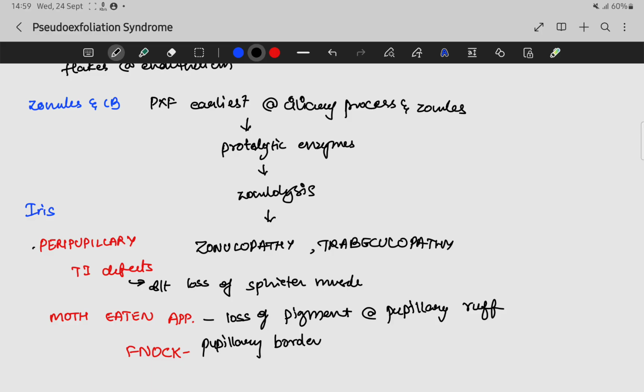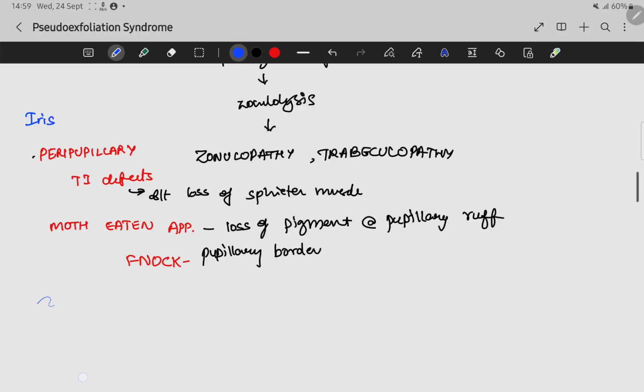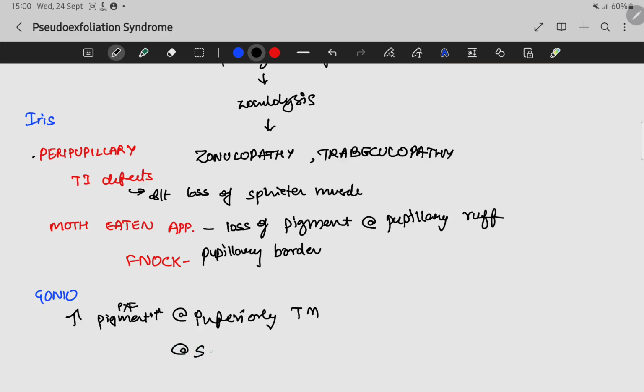So remember this. So here on gonioscopy we can find more pigmentation which is present inferiorly, most commonly of the trabecular meshwork, and variegated distribution of pigments and flecks of PXF over the trabecular meshwork, and there can be accumulation of pigment at Schwalbe's line or anterior to it. This is called as Sampaolesi line.